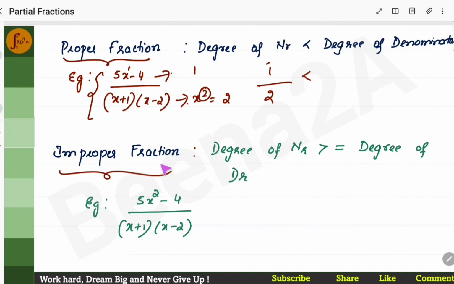Now let's see what an improper fraction is. In case of improper fractions, the degree of numerator will be greater than or it can be equal to the degree of denominator. Now take this example. What is the degree of numerator here? It is 2, because the highest power of x is 2. And what is the degree of denominator here? It is 2. Right? So degree of numerator is equal to degree of denominator. So this is improper.